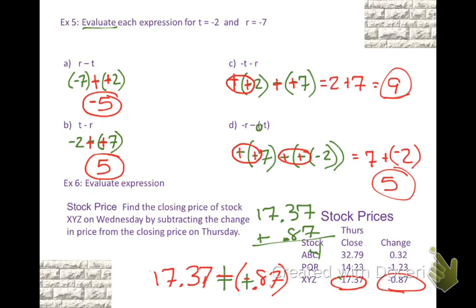So 14, 12, bring down the decimal, 8 and 1. So the closing price on Wednesday was 18.24 or 18 and 24 hundredths or $18.24.